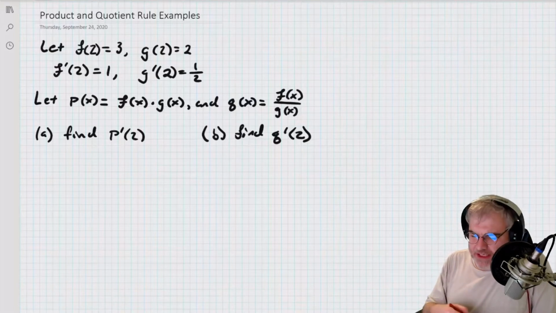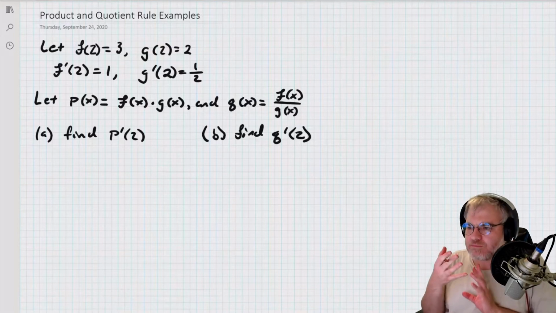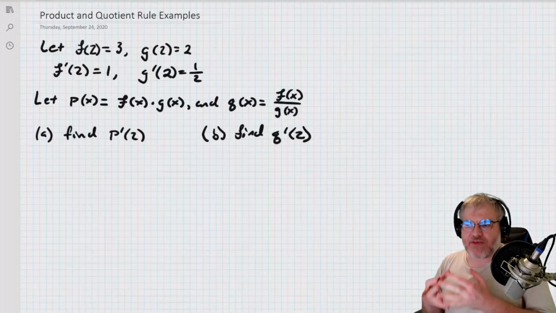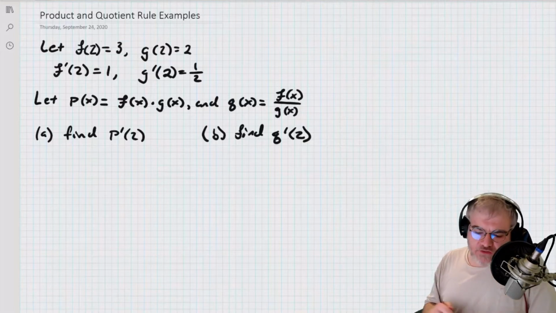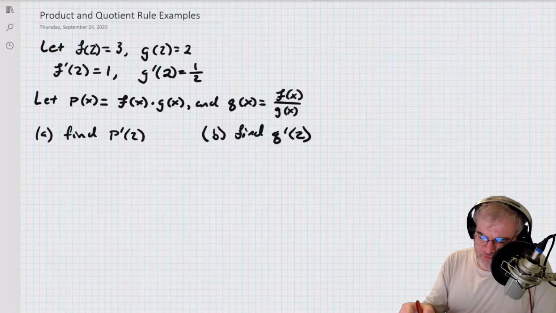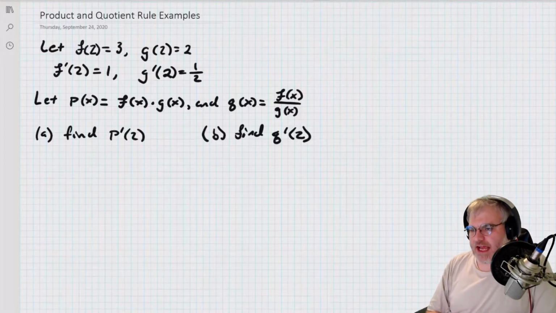So what I've got is I don't have the exact function. And this is actually common in science, where you won't have the exact function, but you'll have information about it, especially locally at a particular point. So I've got f of 2 equals 3, g of 2 equals 2, f prime of 2 equals 1, and g prime of 2 equals 1/2.